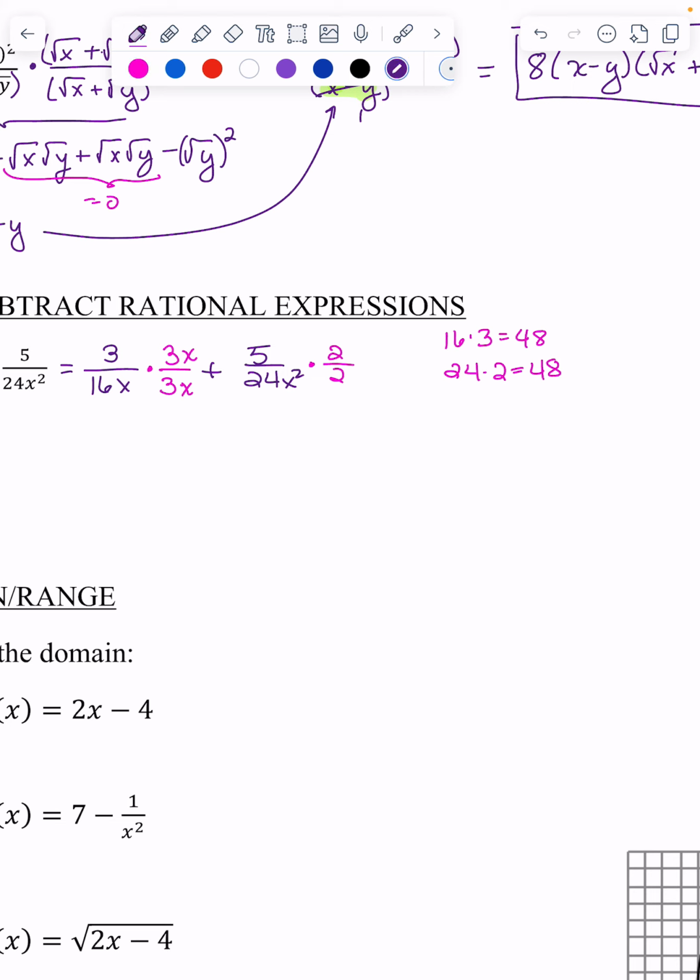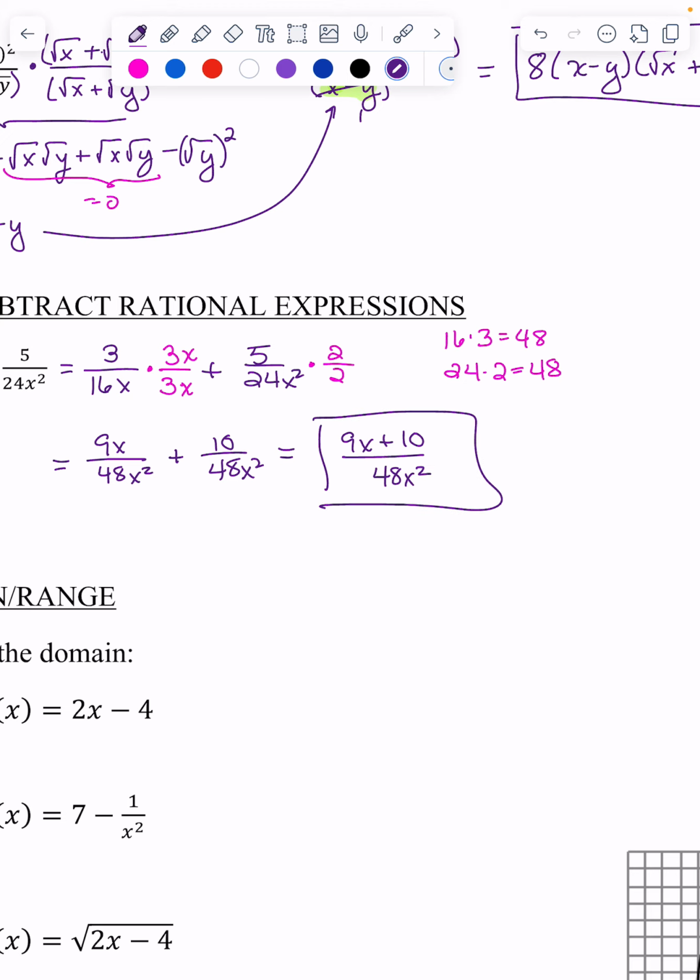All right, so back to all purple. Again, multiplying numerators, I get a 9x over my 48x squared plus a 10 over my 48x squared. Since the denominators now match, I can put the two numerators together, so I get a 9x plus 10 over my 48x squared. And that right there is my answer.